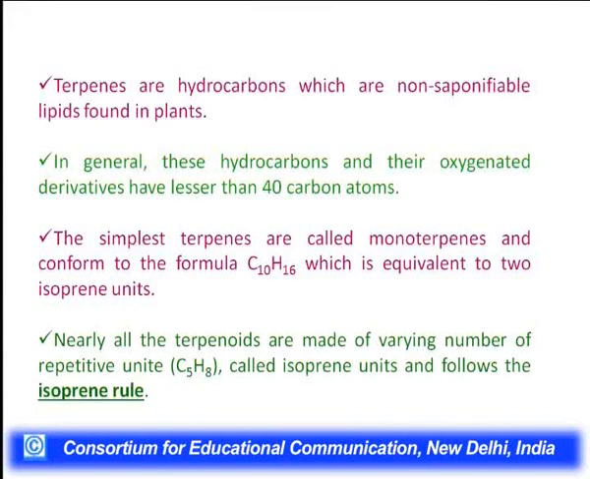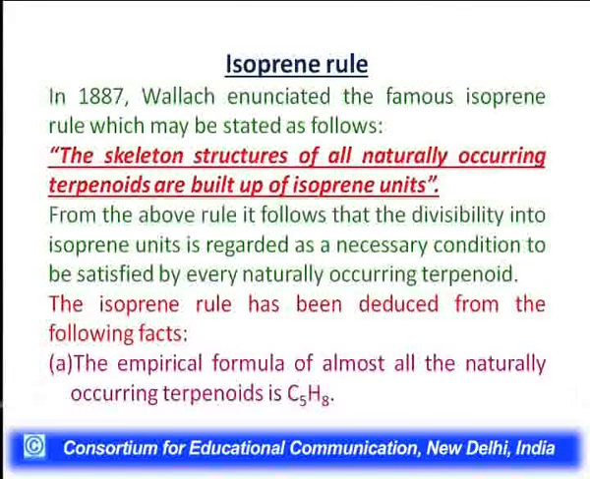units. It means that in the simplest terpene, which is the monoterpene, at least 2 isoprene units must be there. Nearly all the terpenoids are made up of varying numbers of repetitive units of isoprene, and which are based on the isoprene rule. Now we will discuss the isoprene rule, what it is. In 1887, a scientist, Wallach, initiated the famous isoprene rule, which may be stated as follows: the skeleton structures of all naturally occurring terpenoids are built up of isoprene units.